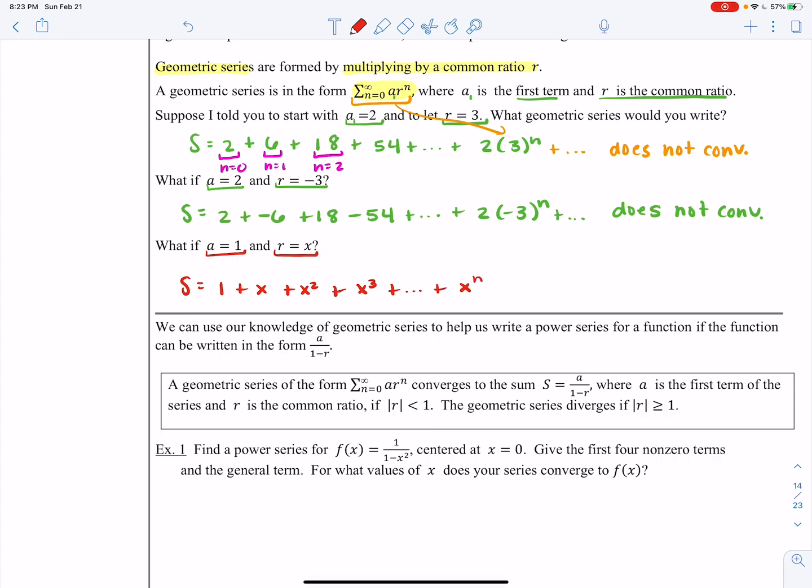Now this is geometric. And since this is geometric, I could actually find the sum of this series by taking the first term over 1 minus r. Well, what is the first term? The first term is 1. 1 minus, what's the common ratio? x. And that's a rational function.